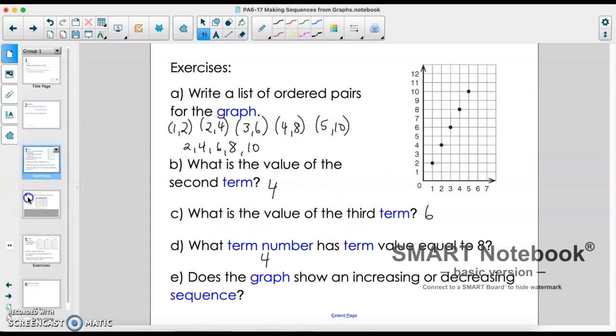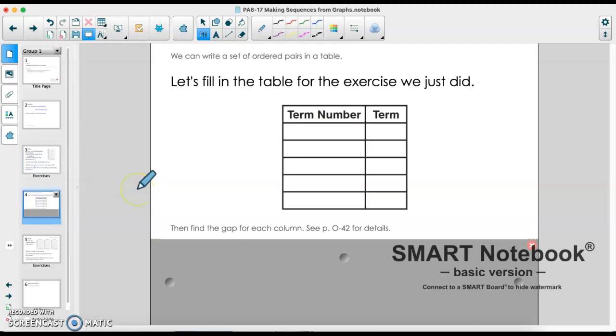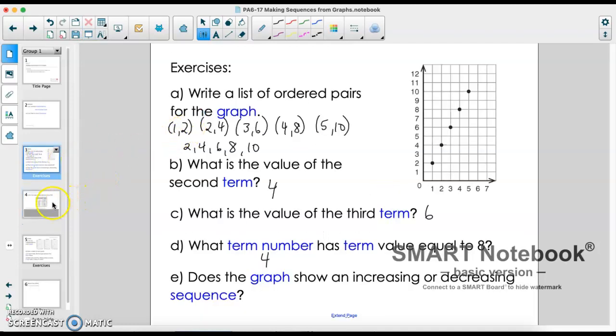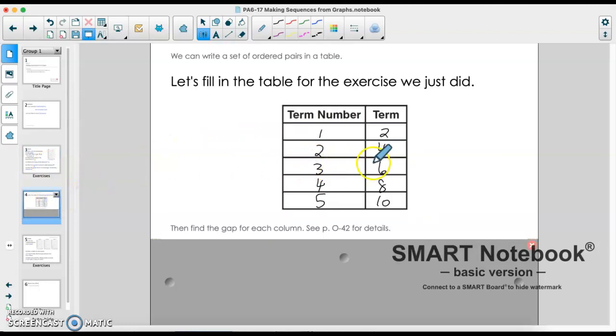So the next thing that we're going to do is write a table using our ordered pairs. We can write a set of ordered pairs in a table. To do this, we make two columns, one for the term numbers and the other for the term values. And so here's our table. For the exercise that we just did, our term numbers just go 1, 2, 3, 4, 5, and our term values went 2, 4, 6, 8, and 10. If we go back to the previous slide, we can see 1, 2, 2, 4, etc.